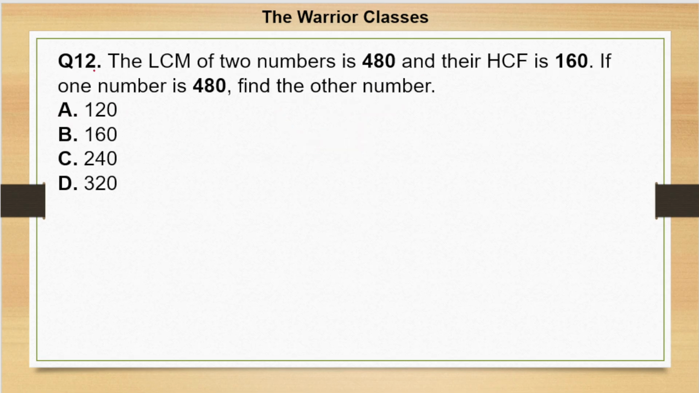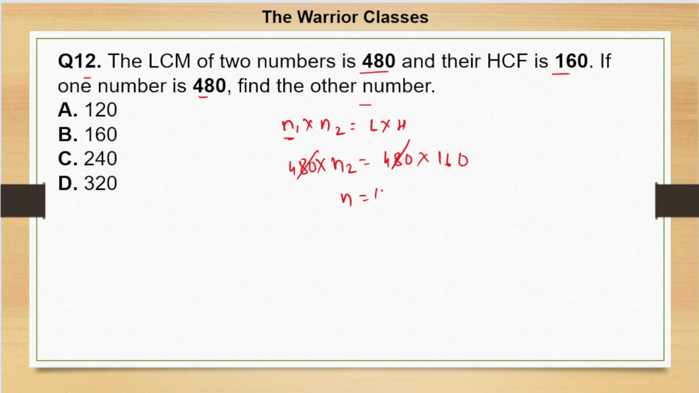Now the next question, question number 12. The LCM of two numbers is 480 and HCF is 160. If one number is 480, the other number will be? Now we know number 1 multiplied by number 2 becomes HCF multiplied by LCM, or LCM multiplied by HCF. Here number 1 is given, it is 480, multiplied by number 2, that will be equal to LCM 480, HCF given here is 160. So 480 and 480 cancel, and number 2 becomes 160. So option number B, 160, is correct.